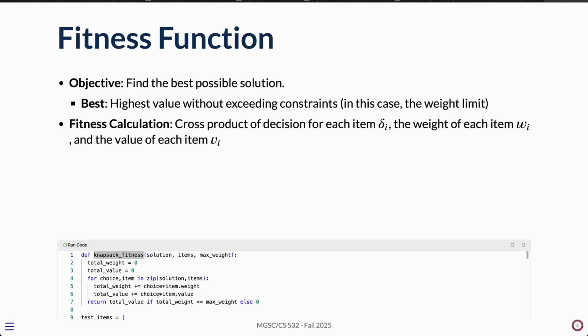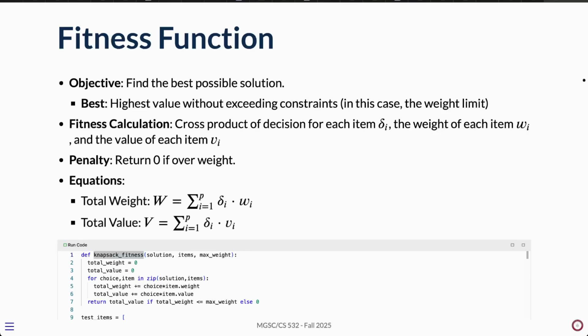The fitness calculation involves computing two main metrics. First, we calculate the total weight as the cross product of our decision variables and the weight of each item. The penalty mechanism is very important for handling constraints because if a solution exceeds the weight limit, we return a fitness of 0 rather than the actual value. And that's a pretty harsh penalty constraint, but this approach strongly discourages the algorithm from considering infeasible solutions.